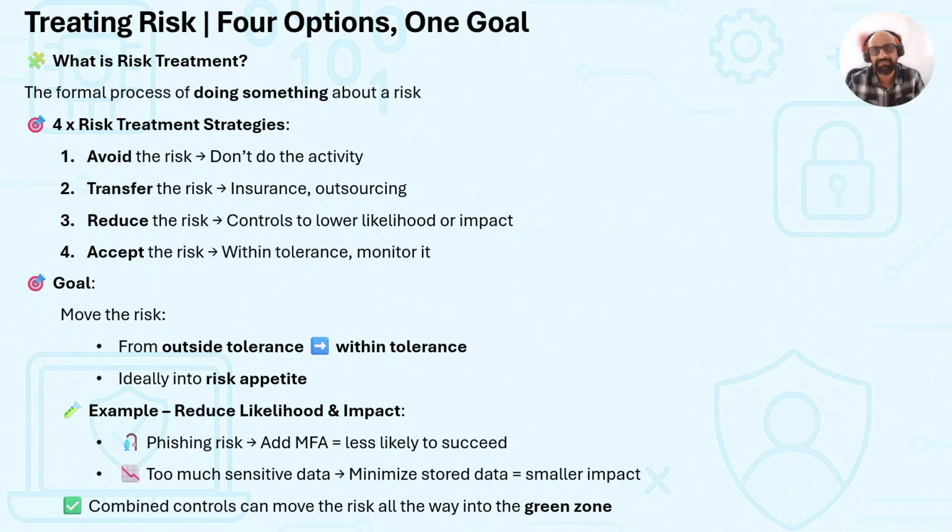Banks often combine treatments. You might reduce the risk with controls, transfer part of it with insurance, or accept the rest if it falls within your approved threshold. And in regulated banking environments, every accepted risk needs justification because regulators may ask, why didn't you act?